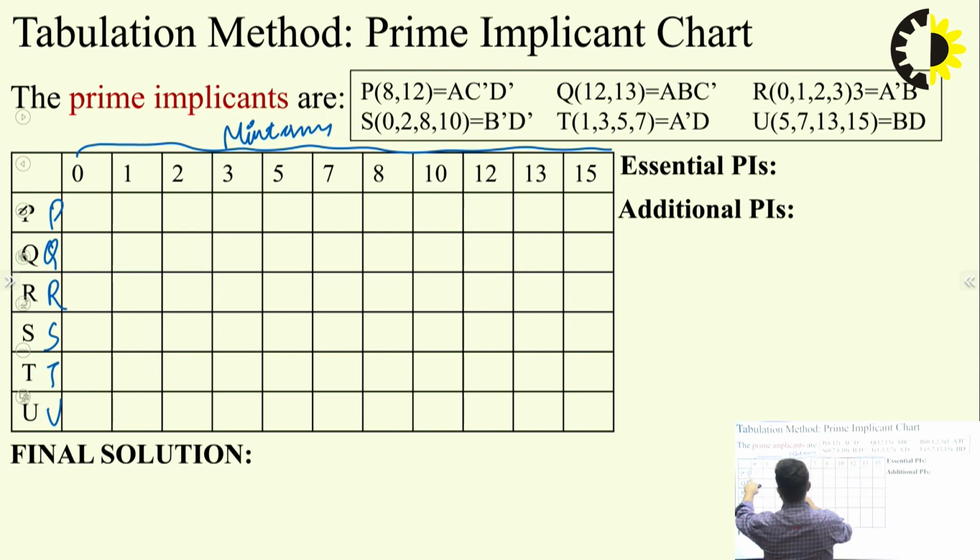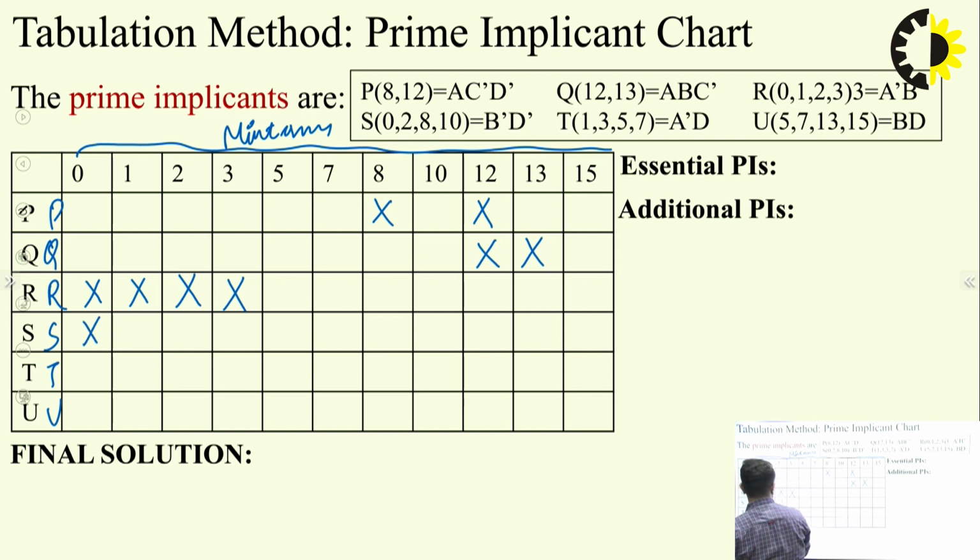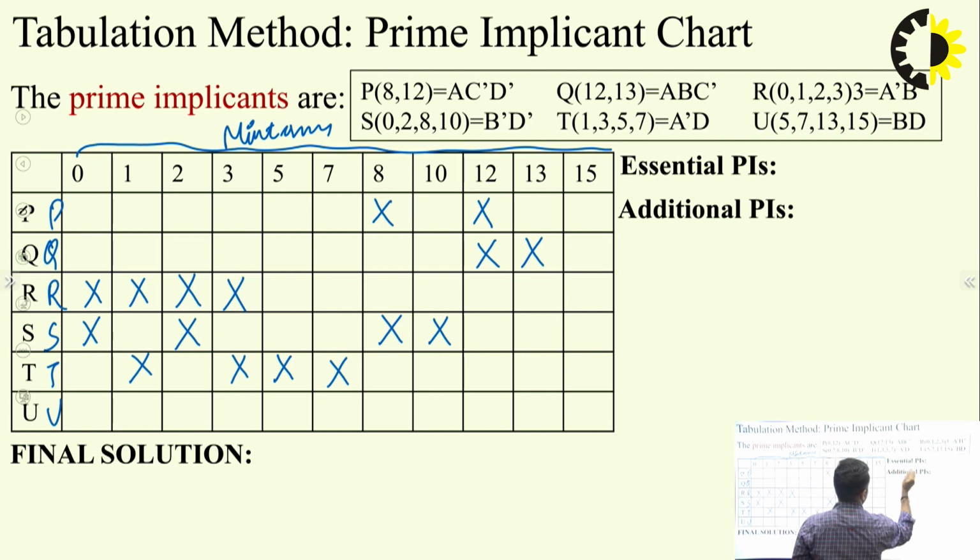P is having 8 and 12. Similarly, Q is having 12 and 13. R is having 0, 1, 2, 3. S is having 0, 2, 8 and 10. Then T is having 1, 3, 5, 7. Then U is having 5, 7, 13 and 15.